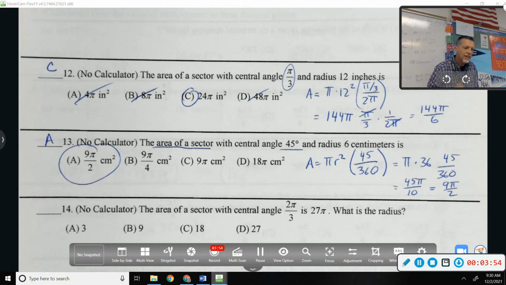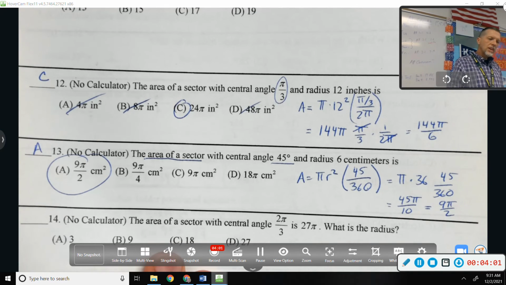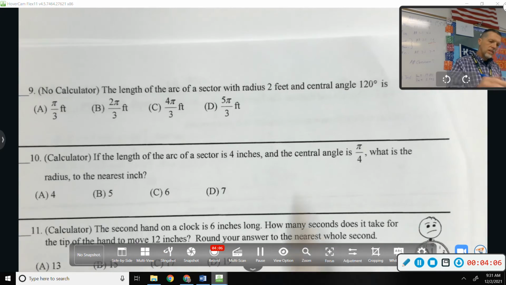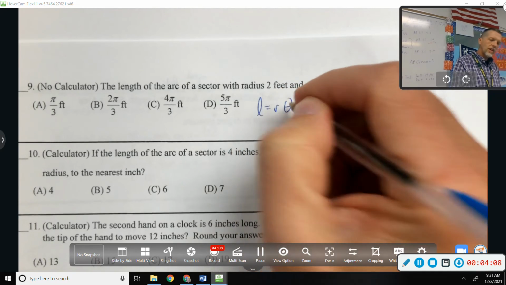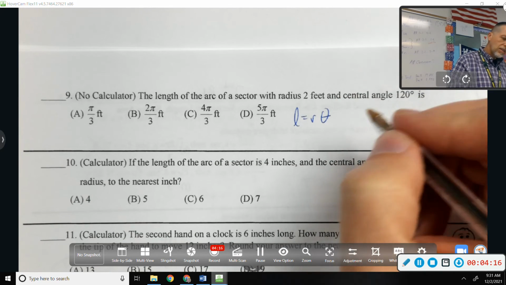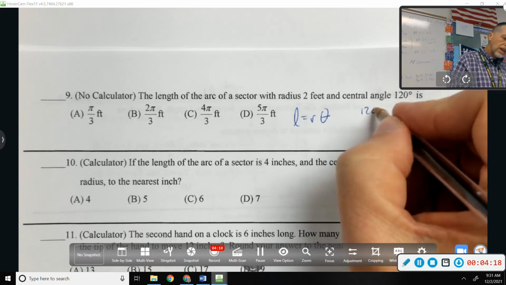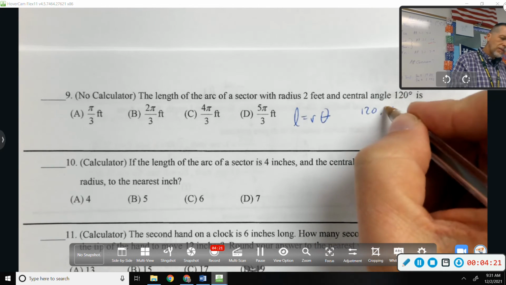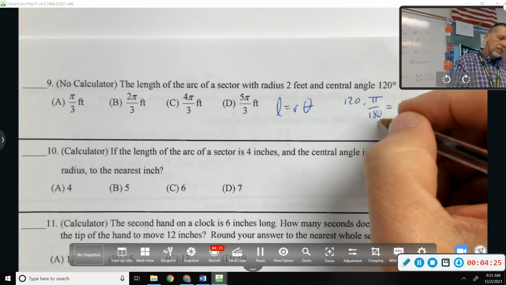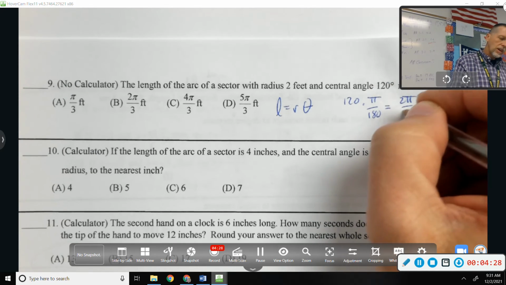14 and 15 are kind of the same. Anything else? Arc length? I mean, that's the easier one, I guess. L equals r theta. Let's do that one. Then we'll move on. Except that for arc length, that angle has to be in radians. So 120, I'm not going to put 120 in there. I'm going to change that to, let's see, 2 pi over 3.